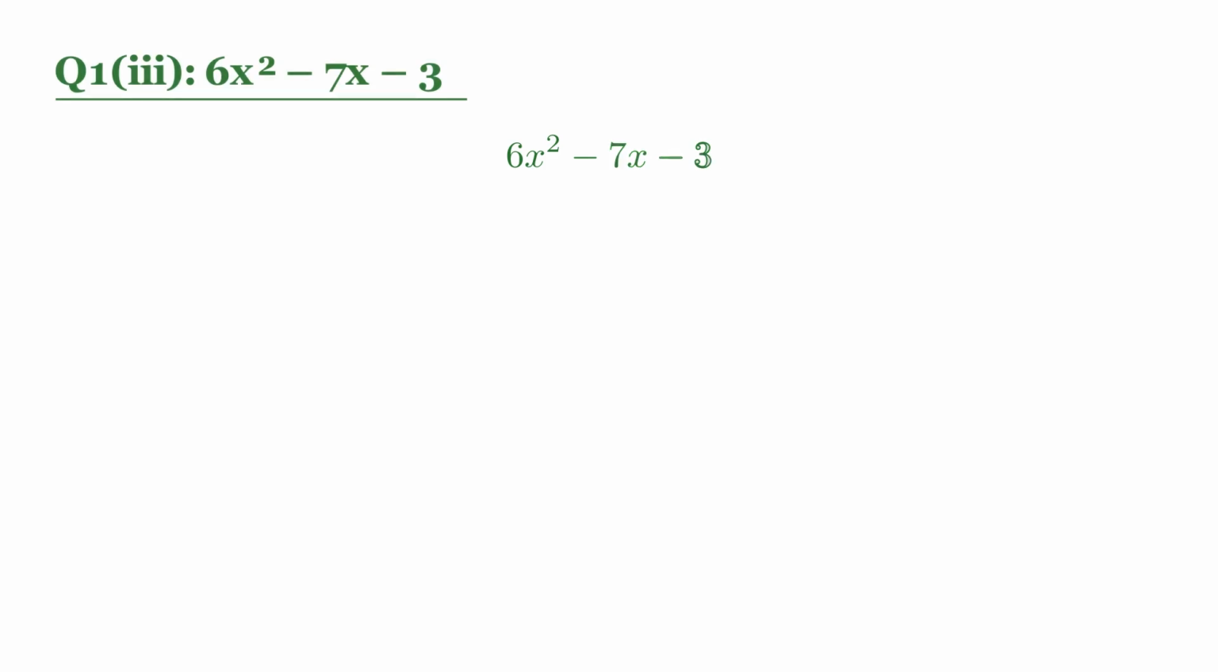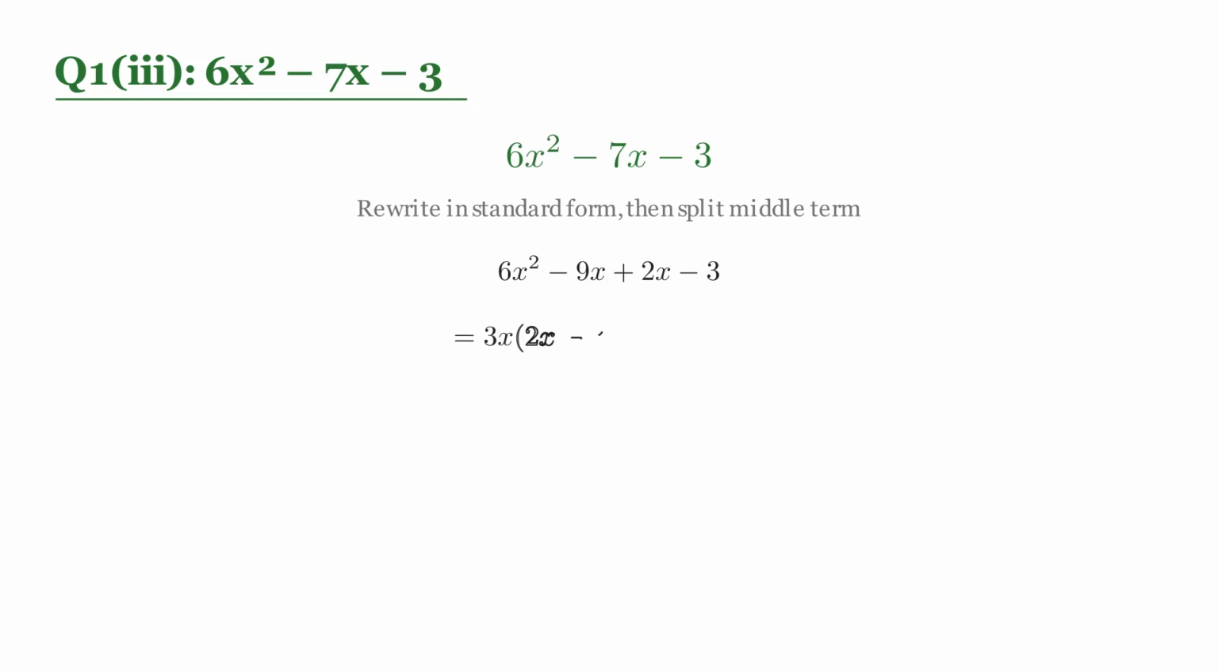Question 1, Part 3. 6x squared minus 7x minus 3. We need to split the middle term. Find two numbers that multiply to negative 18 and add to negative 7. The numbers are negative 9 and positive 2. Factor by grouping. 3x times (2x minus 3) plus 1 times (2x minus 3). This gives (3x plus 1) times (2x minus 3).